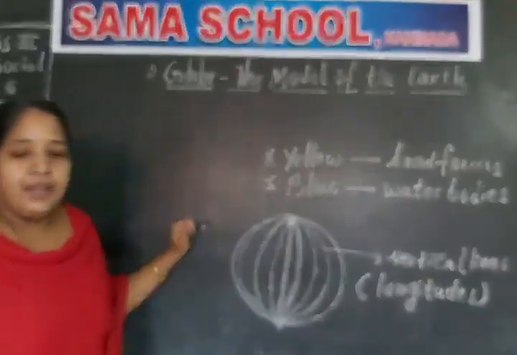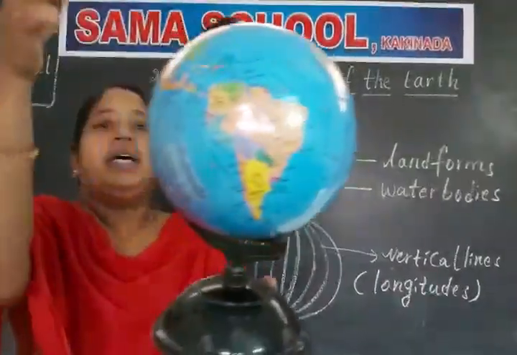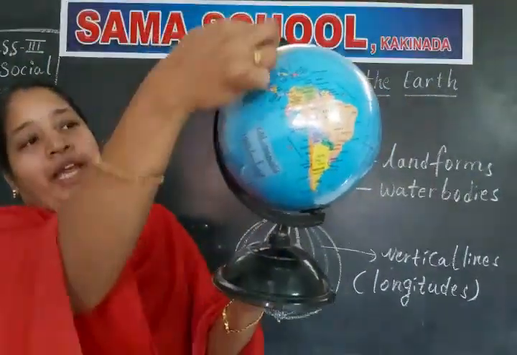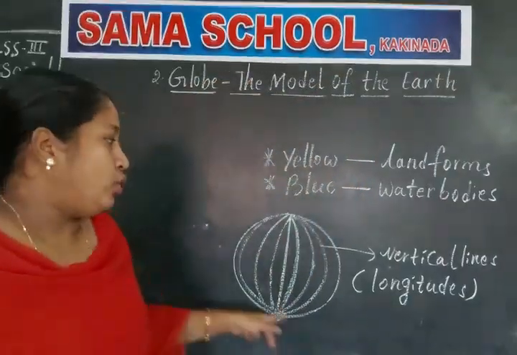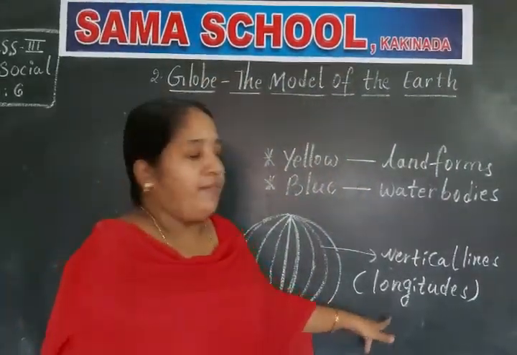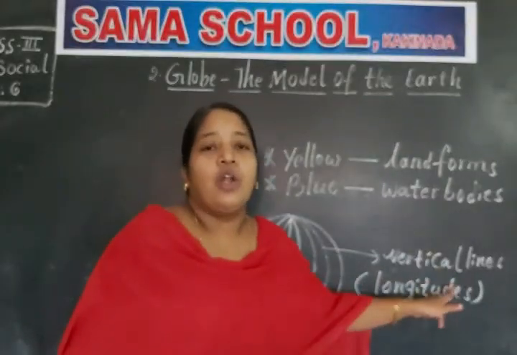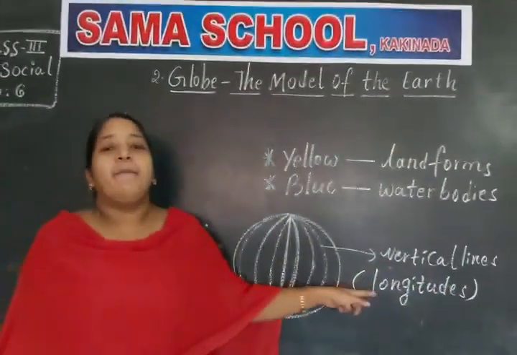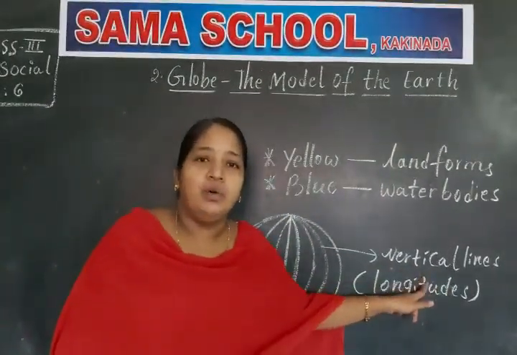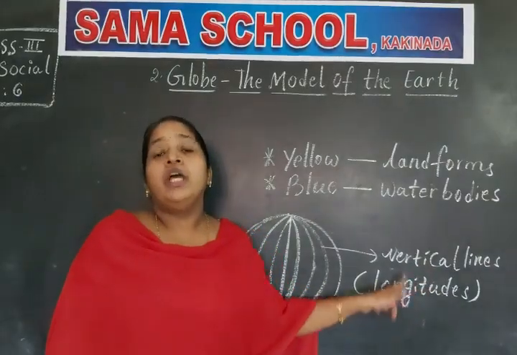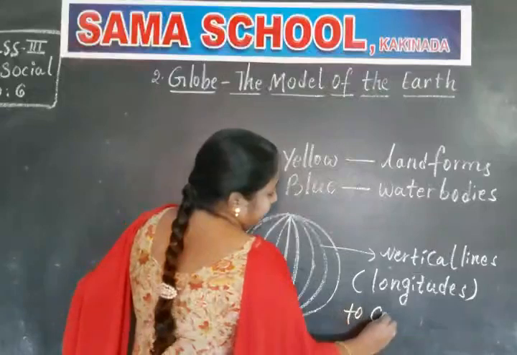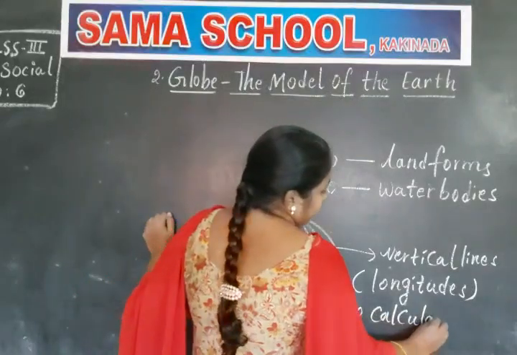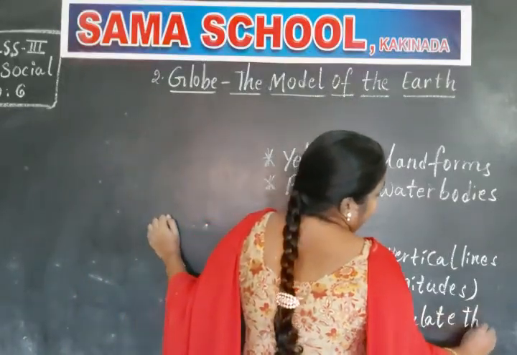Clear, children? If you see the globe clearly, some lines are straight up and down. These lines are called longitudes. Vertical lines are called longitudes. What is the importance of longitudes, children? What is the use of longitudes on the globe? To calculate the time.